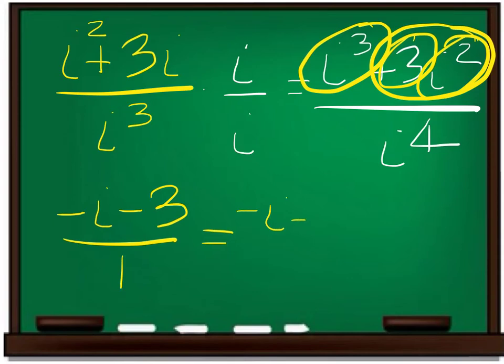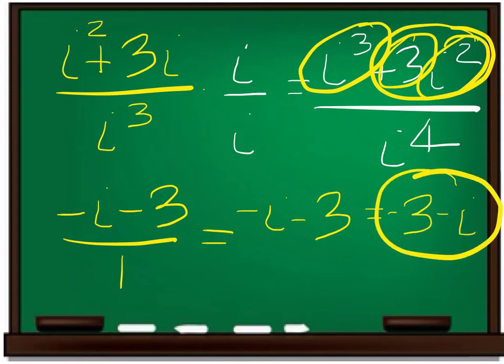Is this the final answer? What do we have to do? -3 minus I. You got to make sure the constants come first and the I term second when that happens. This will be the most difficult problem on the test.